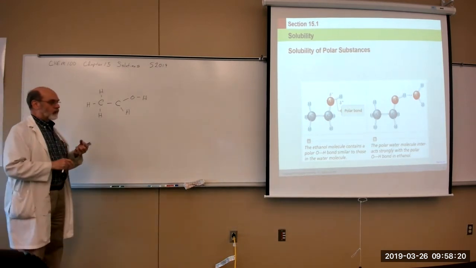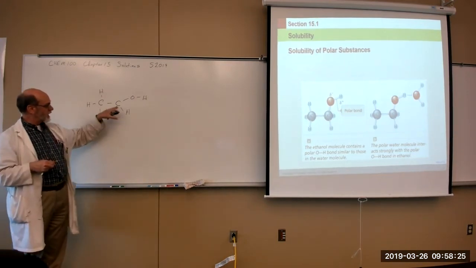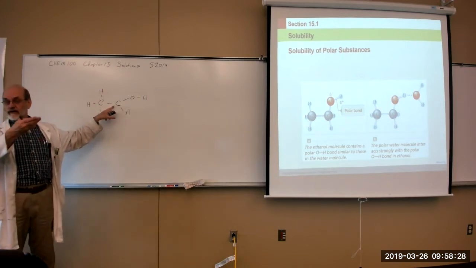And then we look for what are they bound to, right? If one is bound to the same element, then the electrons are evenly distributed between them.